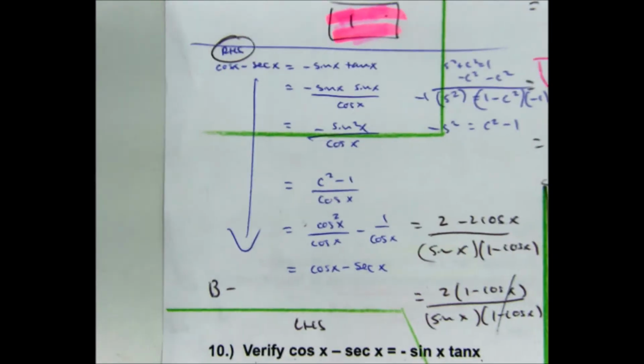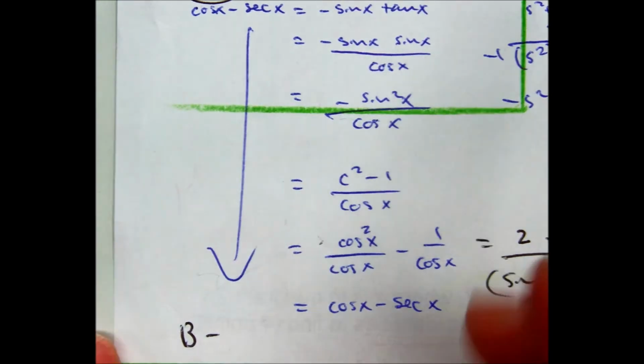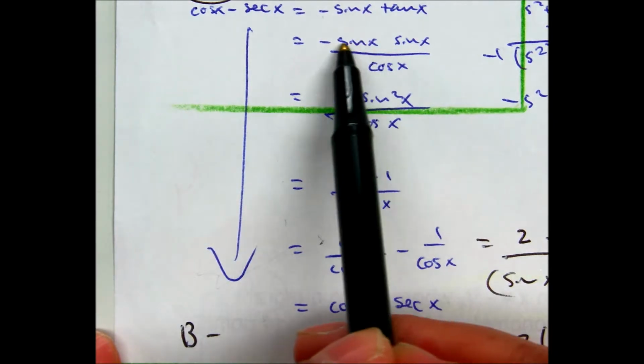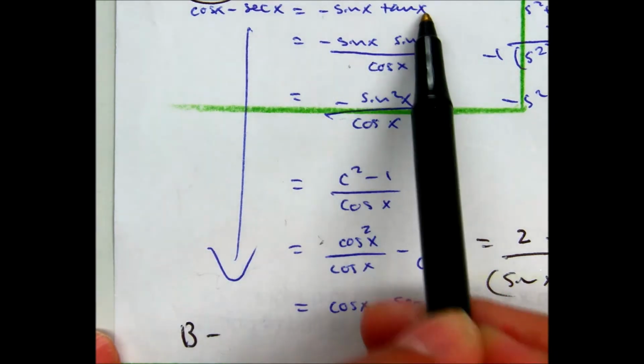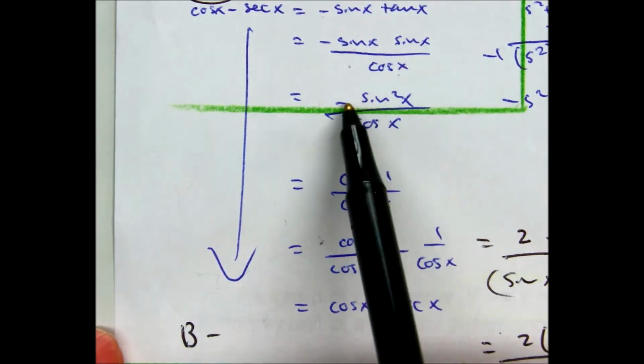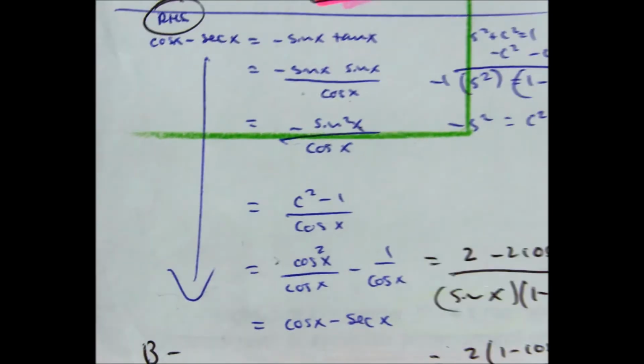Let's make it a little bit better. Negative sine of x is there in the numerator, right, over 1. And tangent is sine over cosine. Negative sine times sine gives me negative sine squared x. That looks like the form of the Pythagorean identity, and it is.